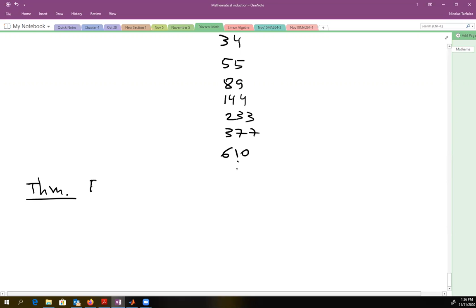Let's prove that F_{n+1} squared minus F_{n+2} F_n equals... It may look like a complicated relation, but it's not that complicated. It has implications, very interesting implications. I mean, this simple fact that you see here.